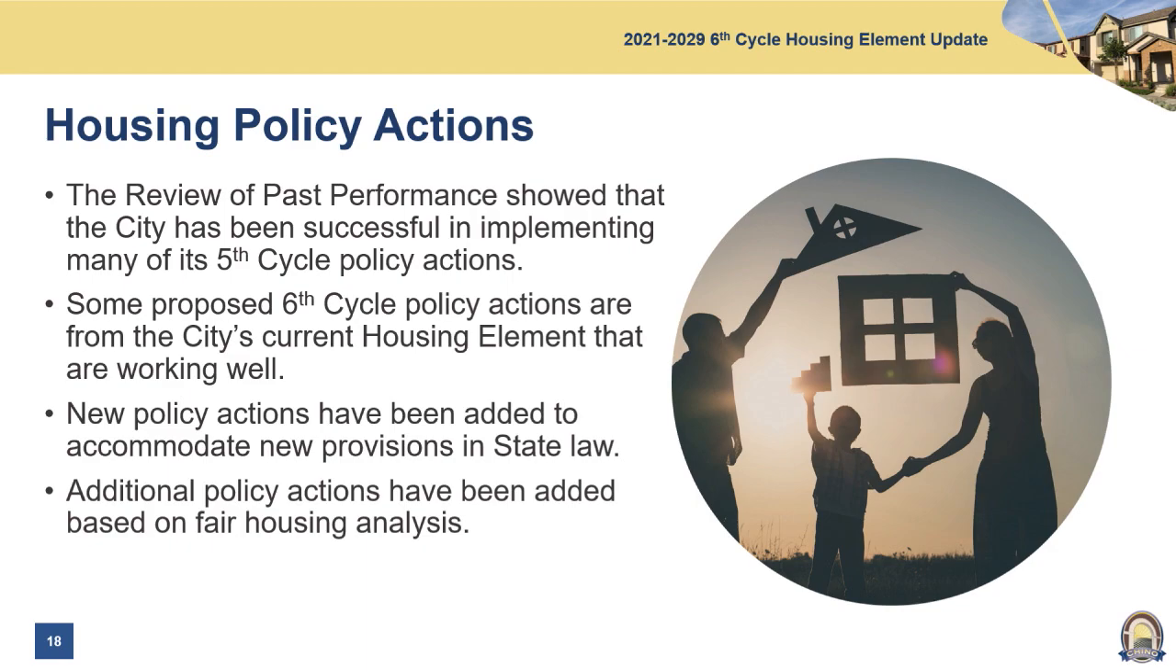Some of the proposed 6th-cycle programs were previous. So they were in the 5th cycle document, either in very similar language or slightly modified. There's a number of programs in there that are new, either based on the analysis that was done in the community profile or constraints and fair housing sections, or new just based on a new requirement from state law. So there's some like ADU monitoring, for example. If the city's going to make an assumption on accessory dwelling units, they have to then monitor those and report back to make sure their assumptions were close to accurate.